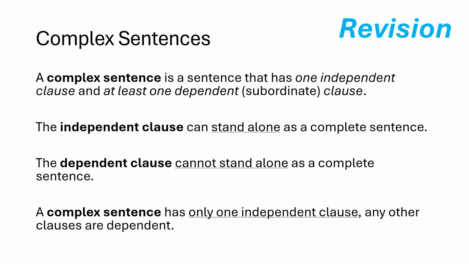A complex sentence has only one independent clause. Any other clauses are dependent. This means only one part can stand alone. The other part depends on it.